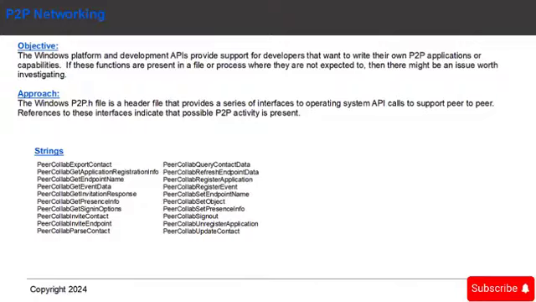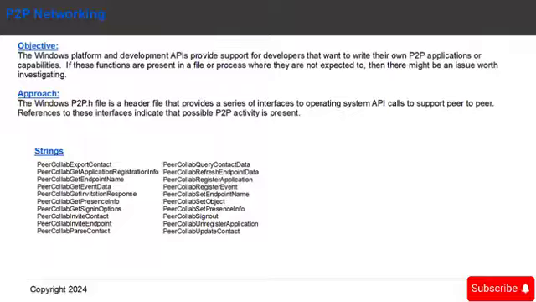If these functions are present in a process or a file and we didn't expect them to be there, then that might be an indication that there's an issue here that's worth a little further investigation. The approach that we're going to use is to look for a series of commands that map back to the Windows p2p.h file. This is a header file. It provides a series of interfaces that sit between the application and the underlying Windows operating system APIs. It gives you that ability to issue a call to those APIs in a programmer-friendly way. And these calls all support peer-to-peer networking references.